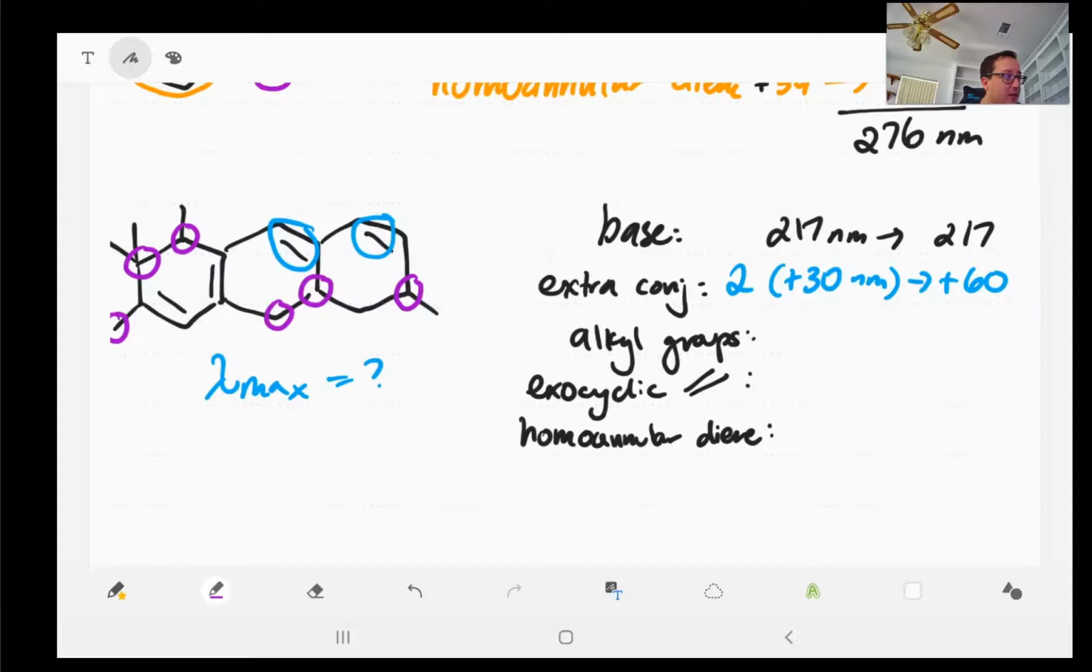Let's see, am I missing any here? Looking at all my double bonds, looking at everything that's on them. I think we're good there. So we have now 6 of those extra alkyl groups. Each one's worth 5. So we're going to add 30 here. It's a really ugly plus symbol. Let's try that again.